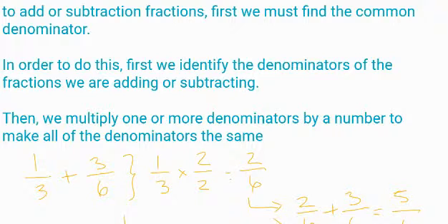We can see that these two denominators are not equal. So we want to try to manipulate this fraction to make the denominator 6. We know that we can multiply 3 by 2 to get 6, so we should multiply the denominator and the numerator by 2 to get 2/6. Now that these denominators are equal, and we know that 1/3 equals 2/6, we can add 2/6 and 3/6 to get 5/6.